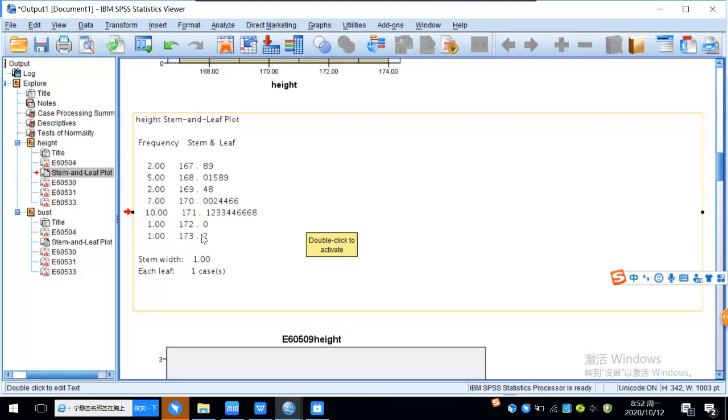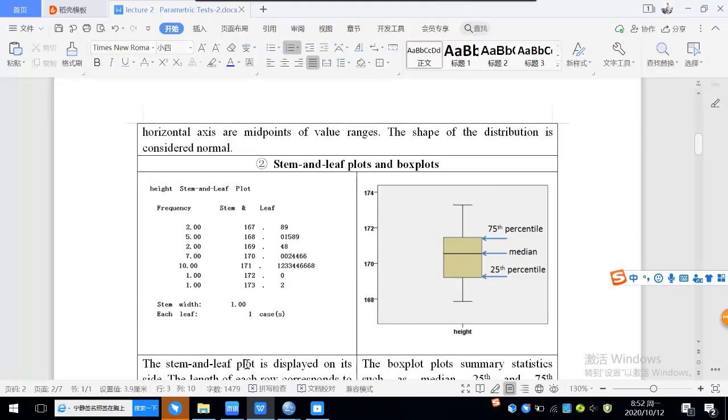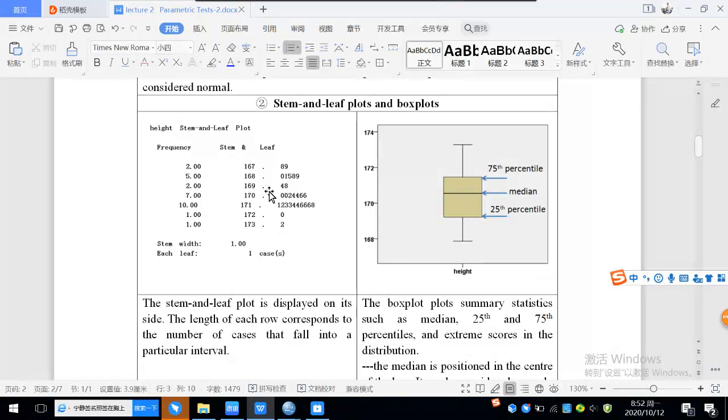Okay, so we can analyze that the length of each row corresponds to the number of cases that fall into a particular interval. Also from this plot, we can say that the height can be considered normal, because on this side and this side we have a small amount of people, and in the middle we have the larger amount of people. Okay, that's the way we use the stem and leaf plots to judge if the variable can be considered normal.